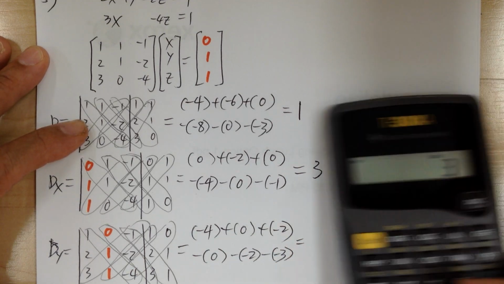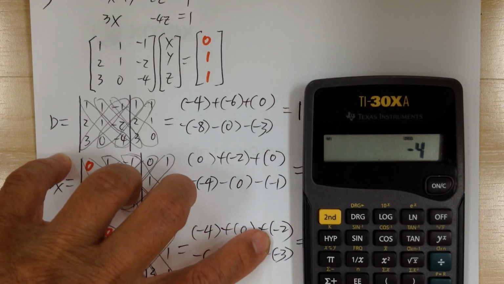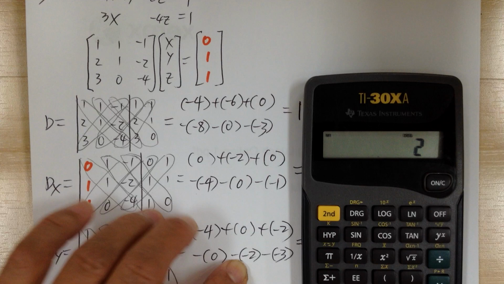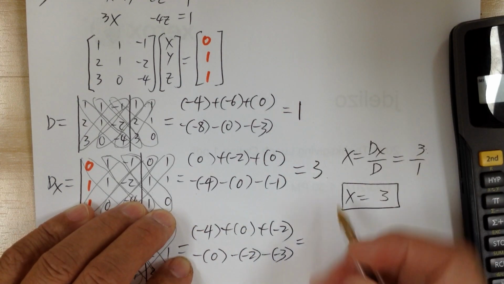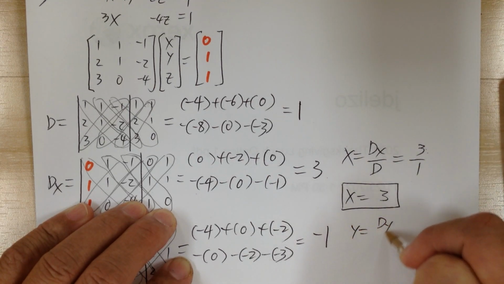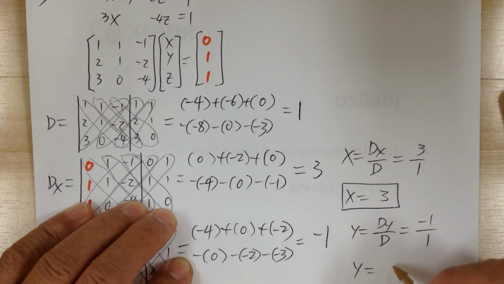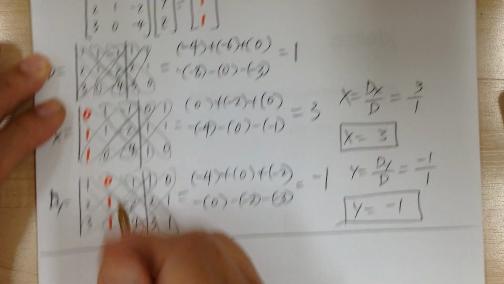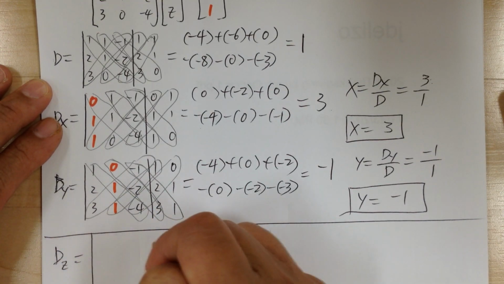Okay, so get your calculator. So -4 minus 2. Minus becomes plus 2. Minus becomes plus 3. Okay, equal to -1. Okay, so y equals dy over d, so equals -1 over 1, so y equals -1. Okay, now let's go for dz.